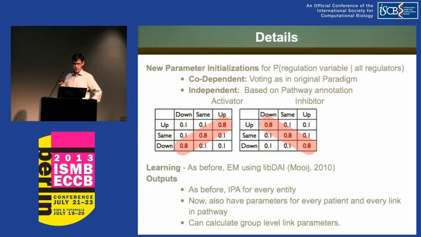So the learning stayed the same. We're just using expectation maximization as implemented in libDAI. And the outputs, as before, we have an IPL for every entity. But now we also have these link parameters, which we can also do analyses on. And we have link parameters for every patient, but we can easily combine these into group level link parameters.